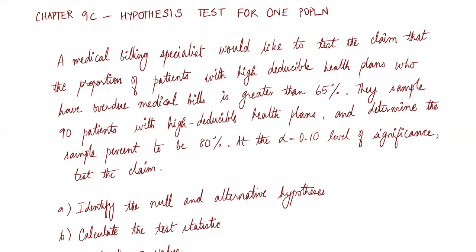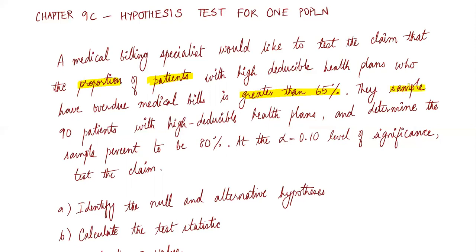It sounds a little high sounding, so let's see. A medical billing specialist would like to test the claim that the proportion, okay, we got a hint there, that the proportion of patients with high deducible health plans who have overdue medical bills is greater than 65%. Okay, so the proportion of these patients who have this particular plan have overdue medical bills, and they found that the proportion of such patients was more than 65%.